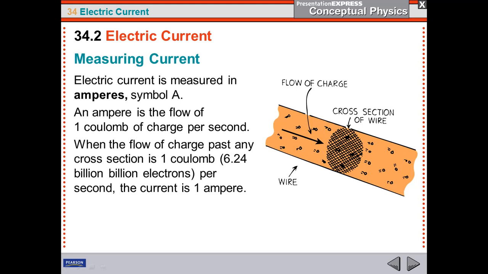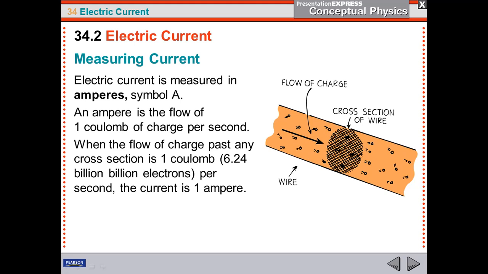Look at this piece of metal wire. You can see the flow of charge here. If you take a cross section of this wire, the flow of charge past any cross section as shown here is 1 Coulomb, which means 6.24 billion electrons per second. At that time the current is 1 ampere.